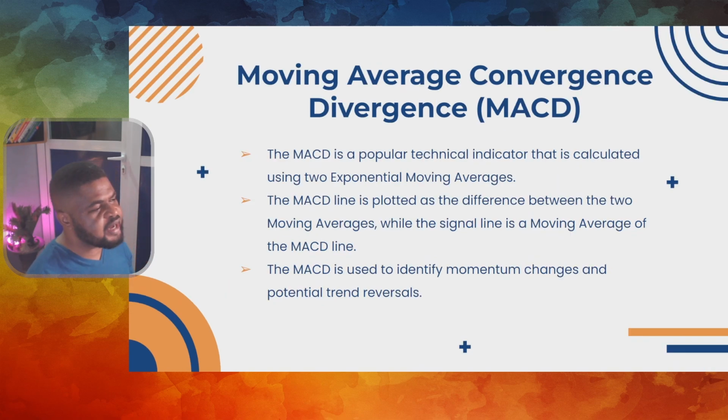All right, so next we look at the moving average convergence divergence, what we popularly call the MACD. The MACD is a popular technical indicator that is calculated using two exponential moving averages. The MACD line is plotted as the difference between two moving averages, while the signal line is a moving average of the MACD line. I'll show you in the other part of this video. Please stay patient, knowing the theoretical part of it is going to help you going forward.